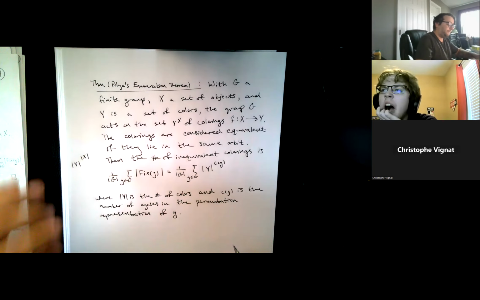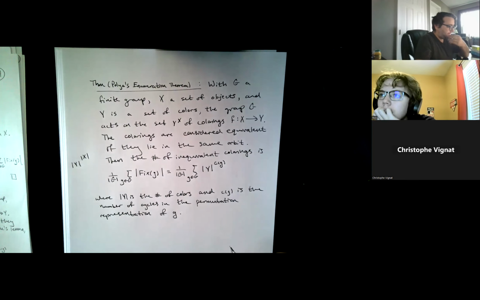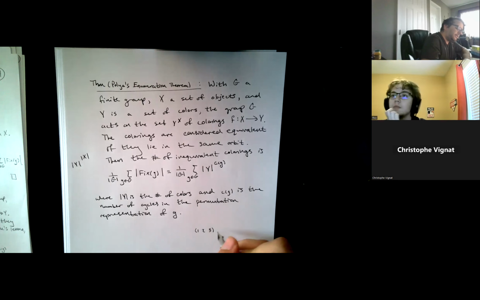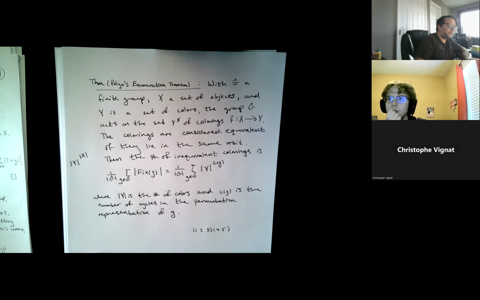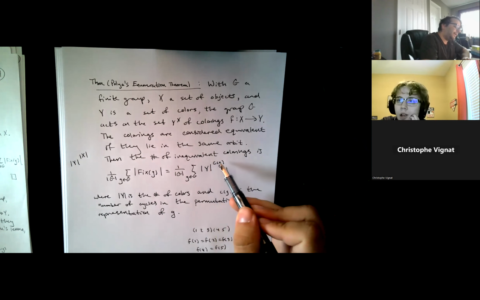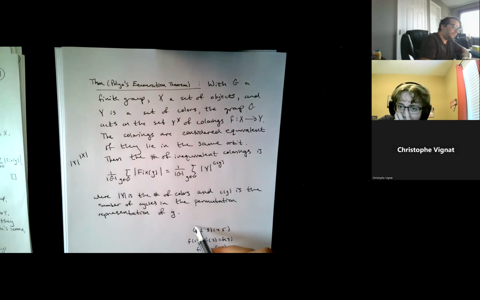Right? So if I have the permutation (1 2 3)(4 5), I want this to fix my coloring, and so I just have to define F so that F of 1 is equal to F of 2 is equal to F of 3, and F of 4 is equal to F of 5. How many functions are there like that? Well, it's the number of colors to the number of cycles power, right? The number of cycles here is 2.